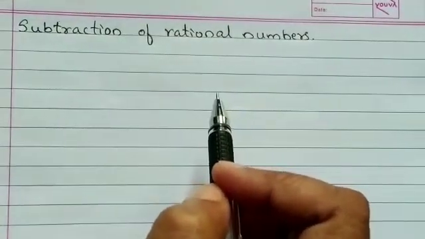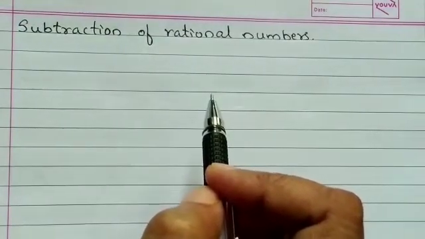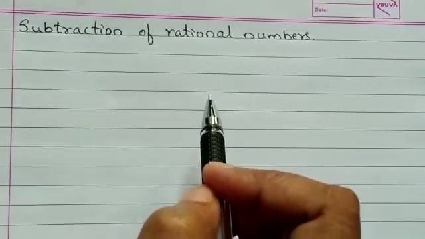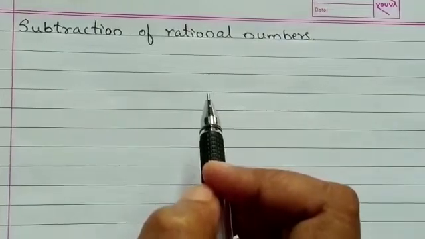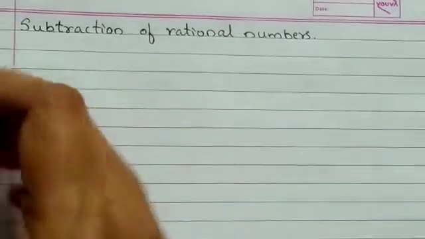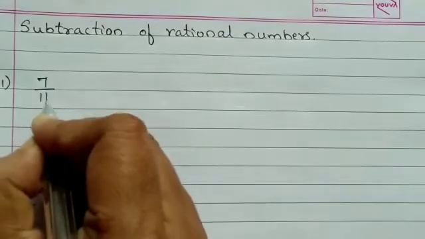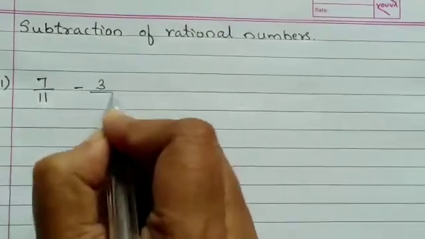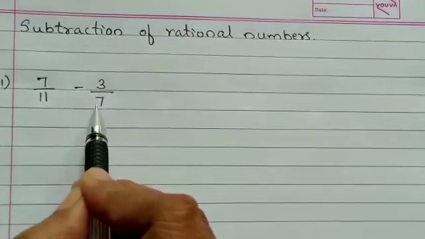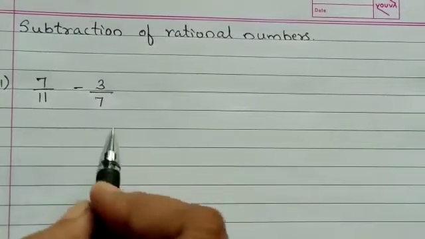If the rational numbers have the same denominator, the steps are the same, only instead of addition you have to subtract the numerators. So we move on to numbers having different denominators. Again, I have taken examples from your problem set. Question number 2. The question is 7 upon 11 minus 3 upon 7. Now here again both have different denominators. So first we have to equalize the denominator.